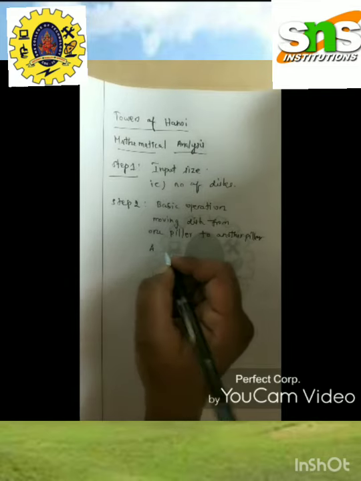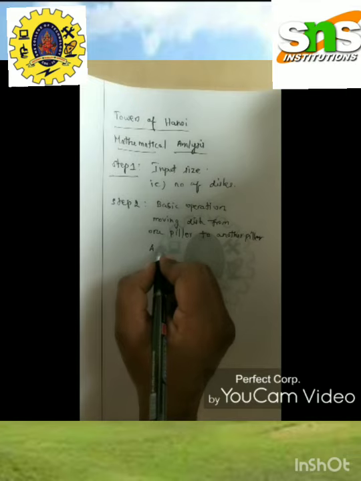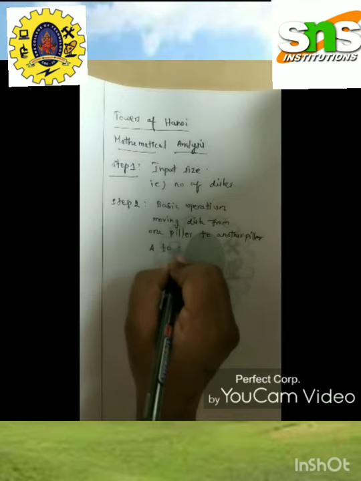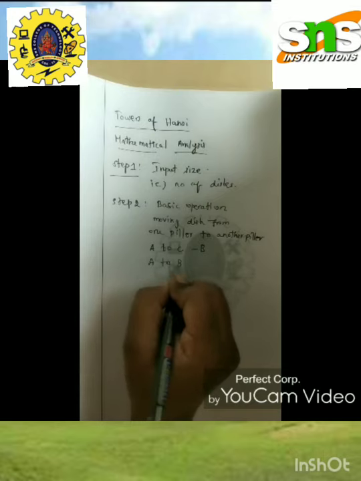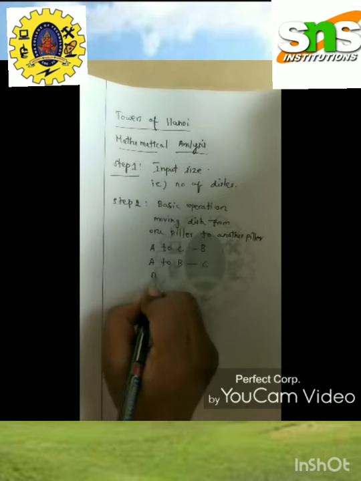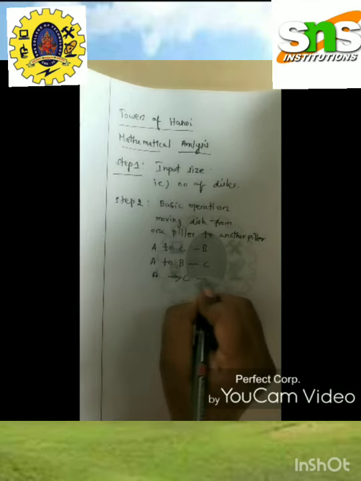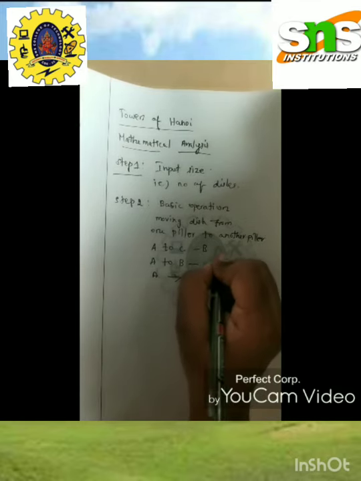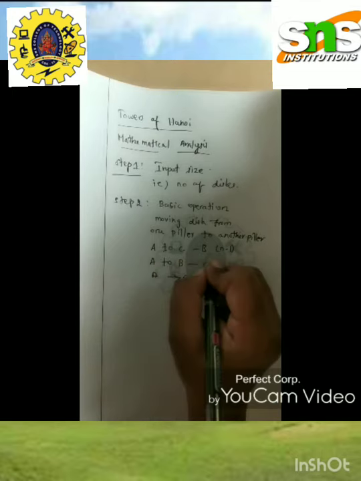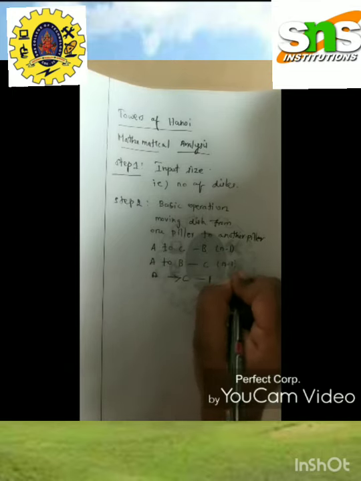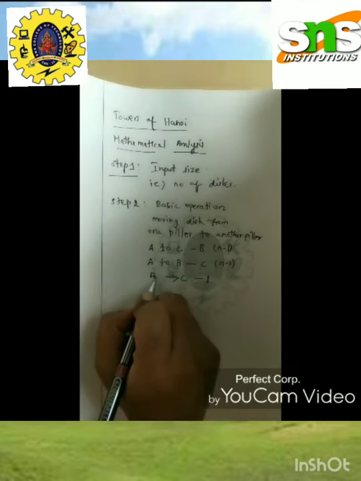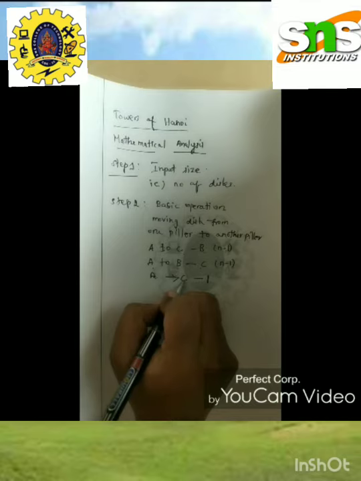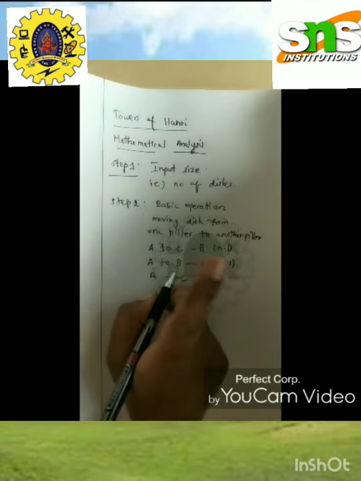Based upon the basic operation only, we are going to form the recurrence relation. So here, N minus 1 moves from A to B using C as auxiliary, then one direct move from A to C, and N minus 1 moves from B to C using A as auxiliary. The first step we can directly move from A to C. That is one direct move.